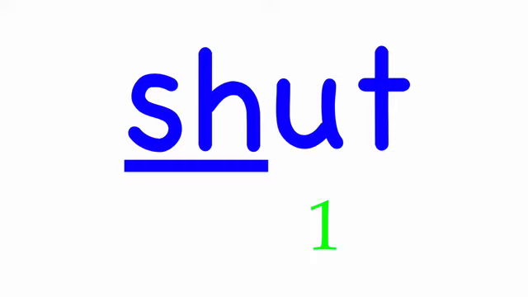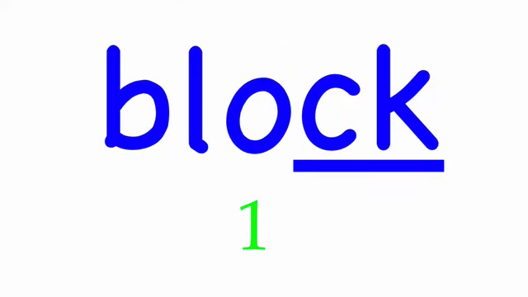Shut, shut the door. Shut, 3 sounds, Sh, U, T, shut. Block, I live at the end of the block. Block, 4 sounds, B, L, A, K, block. We use CK here to represent the sound K because there's a short vowel directly in front of it.